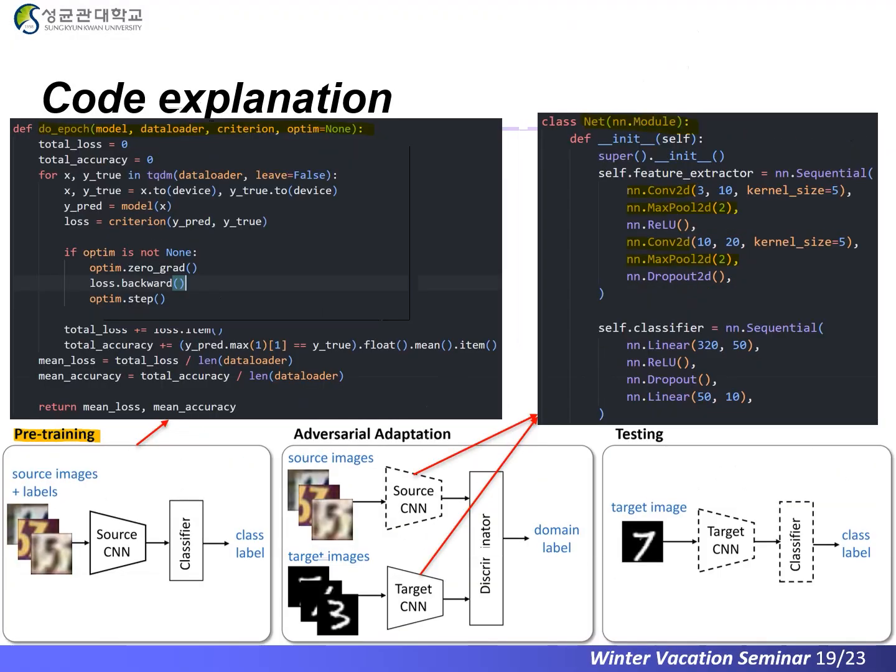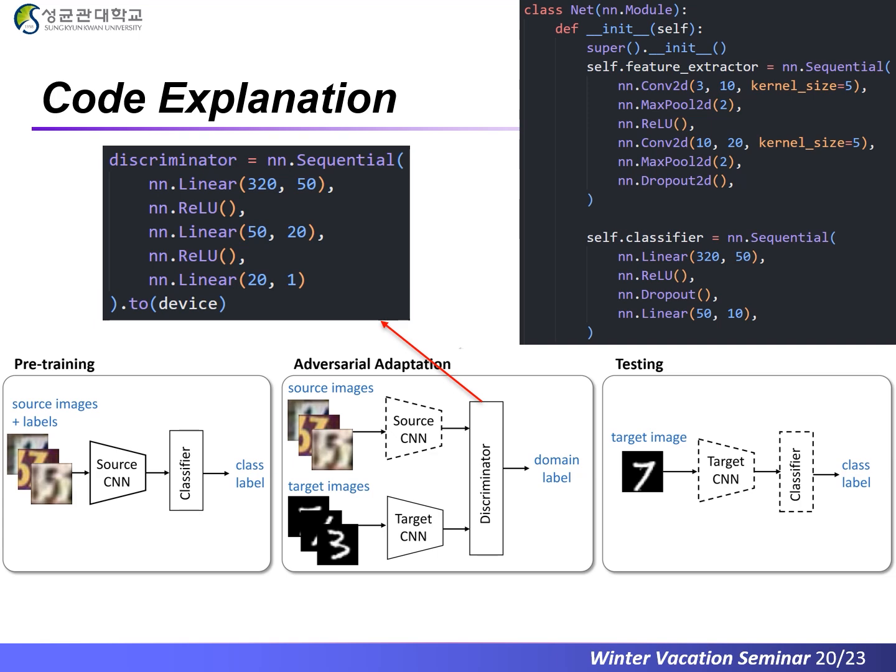In the second phase, this is the architecture of the discriminator. The target and source CNN models share the same architecture.